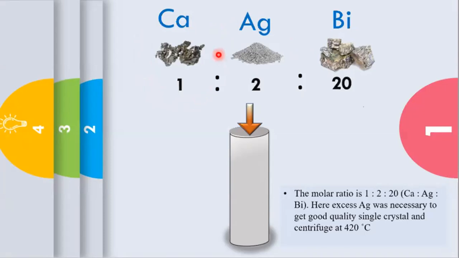So earlier, when I was trying for the first time or second time, I took calcium as 1, silver as 1, and bismuth as 10. That time I did not get the crystal. I got something like a polycrystalline ingot inside, and it did not have any kind of silver there. Then I realized that I need to increase the silver, to forcefully make it go inside and obtain my desired crystal.